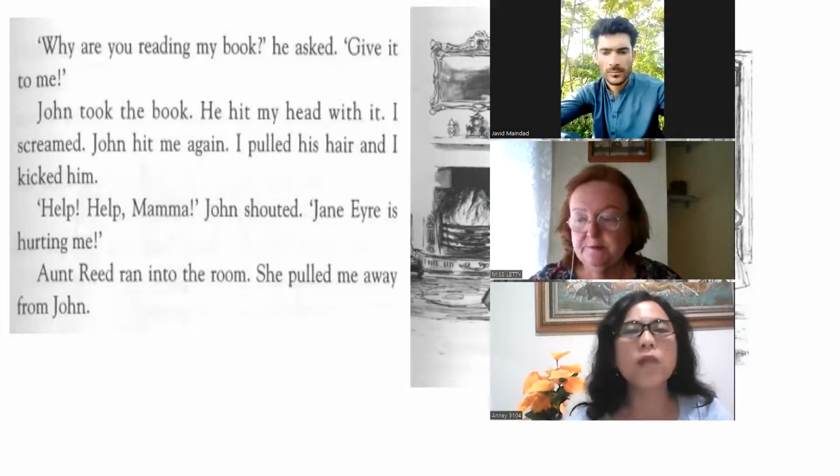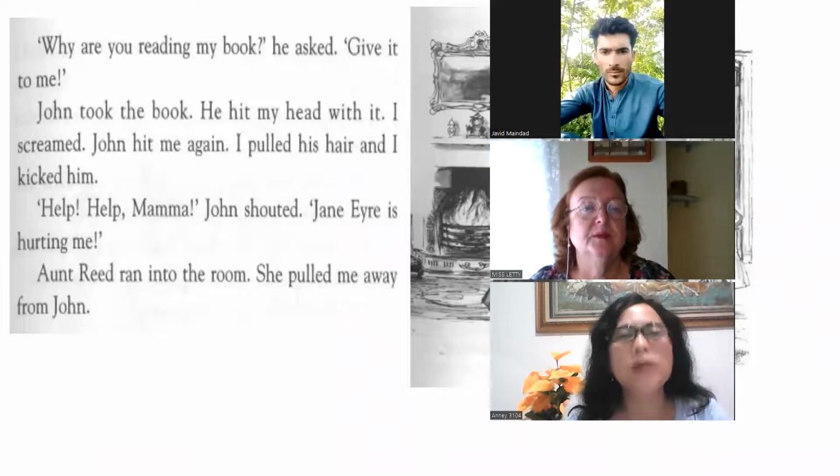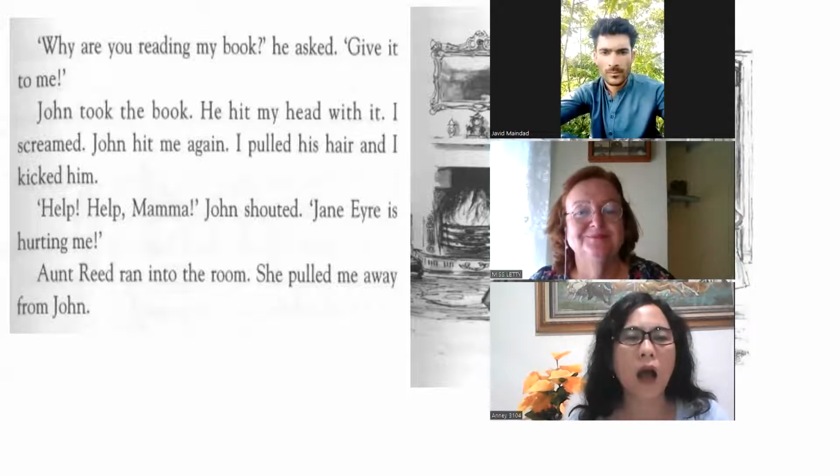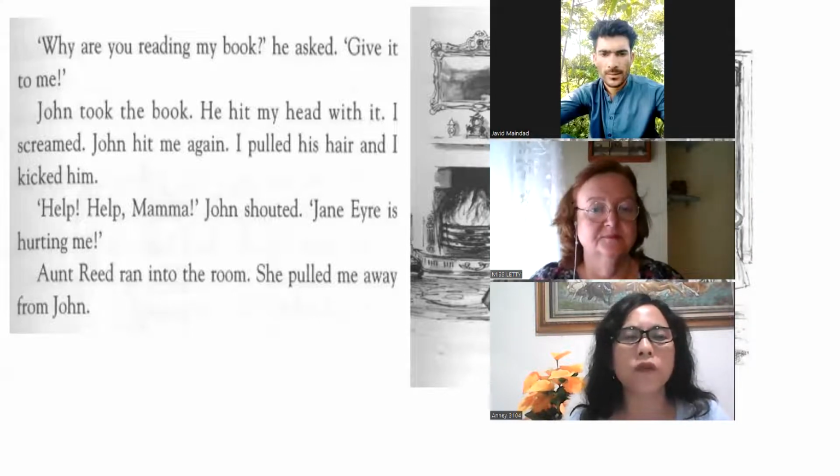Why are you reading my book? He asked. Give it to me. John took the book. He hit my head with it. I screamed. John hit me again. I pulled his hair and I kicked him. Help, help, Mama, John shouted. Jane Eyre is hurting me. And Reed ran into the room. She pulled me away from John.